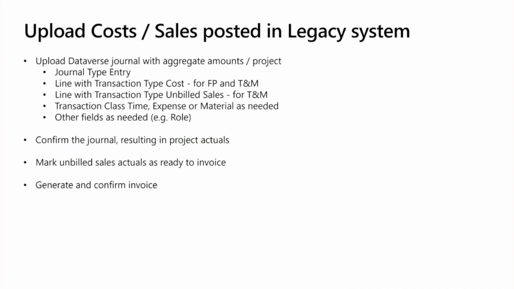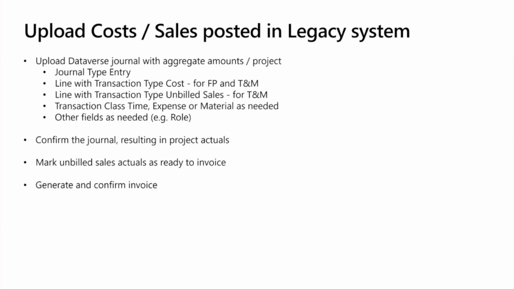So how does it work? I'm going to create now a Dataverse journal with aggregated amounts per project. I'm not saying that if we have a lot of projects we should only create one journal, but typically we would have a journal with a number of lines. Each journal should at least have a line with transaction type cost for the fixed fee projects as well as for time and material, and a line with transaction type unbilled sales for the time and material projects. The journal type is entry, and we say what transaction class we need, whether it's time, expense, or material. We could have some more details. For instance, for time you might also want to see how much has been posted by role, so you could have a line for each role.